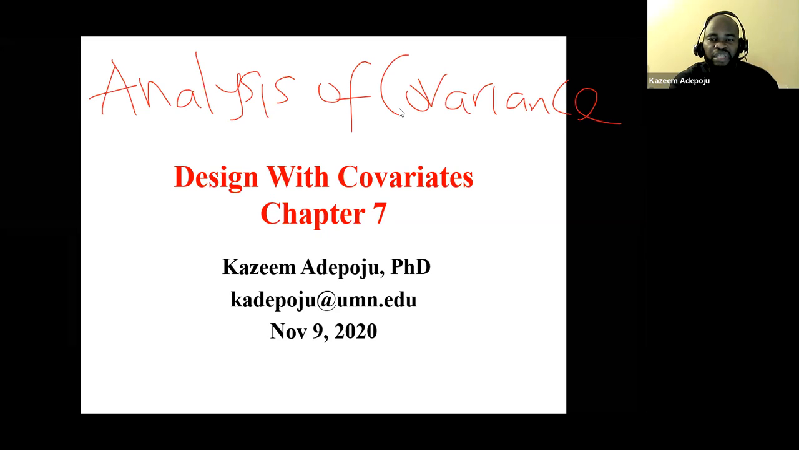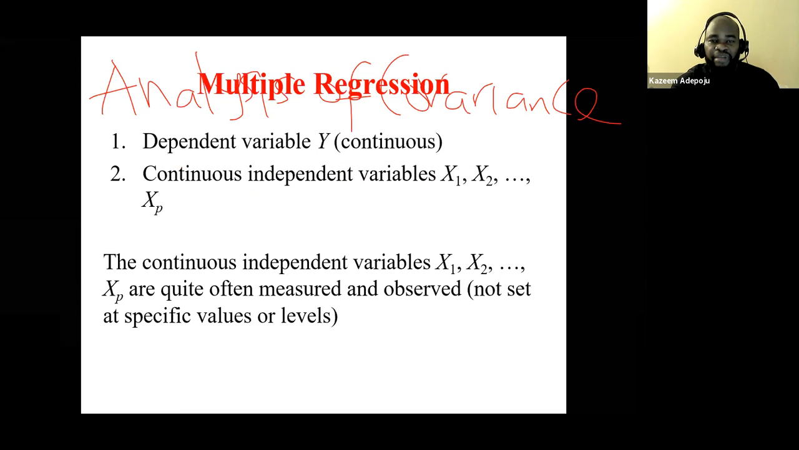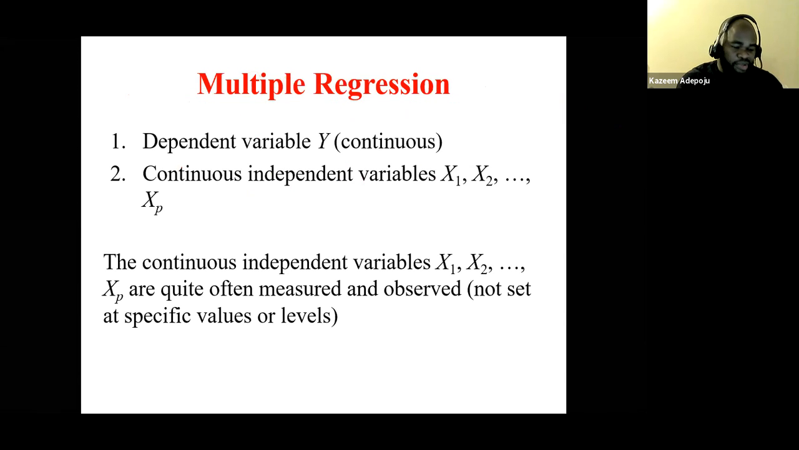Now, you remember the other time that we did analysis of variance. Now let me tell you this: the analysis of covariance is a combination of the analysis of variance and regression analysis.